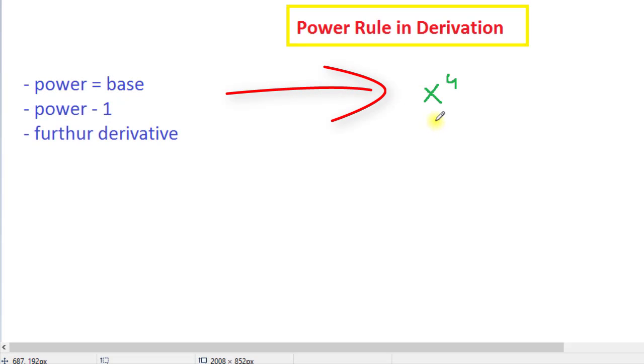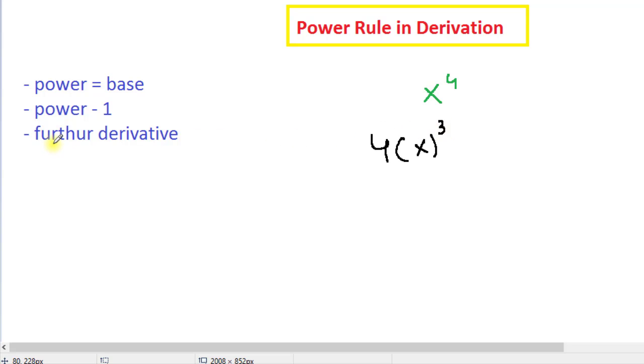So here is our first question, x power 4. We have to differentiate it with respect to x by using power rule. Okay, the first step of our rule says that change the power into base. So you can see the power is 4. We have to change it into base. Next step says that subtract 1 from the power. So we have to write x as it is and subtract 1 from the power, it becomes 3.